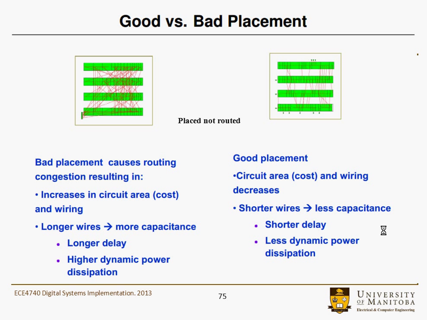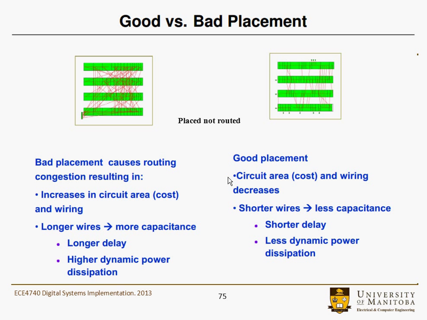So there's obviously going to be a trade-off in good versus bad placement. Here's an example of bad placement. It causes routing congestion, which results in increased circuit area or cost in wiring. And the longer wires will imply more capacitance. As a consequence, we get longer delay and higher dynamic power dissipation. If we go back to any of our equations related to power dissipation, we'd see that.